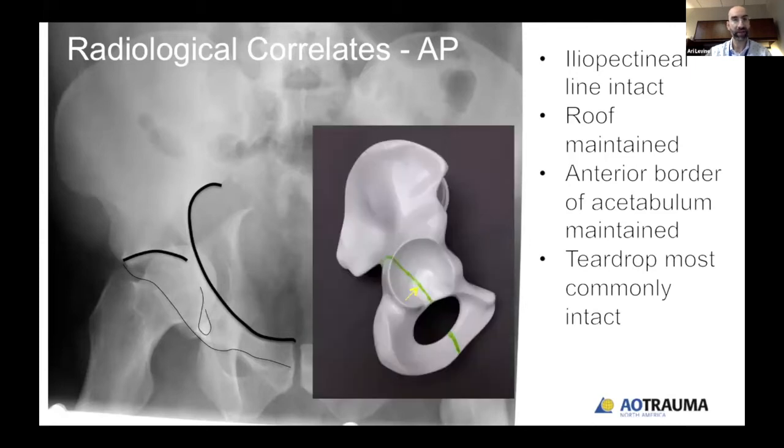However, if we recall back to Dr. Sims's talk about the radiographic condensation of the teardrop, typically this is formed by more anterior structures. And so if this fracture line exits posterior to that, we would expect that the teardrop would remain intact. If the fracture line were to exit more anteriorly in the acetabulum, perhaps we would see some disruption of the teardrop. And we'll see an example of that later.